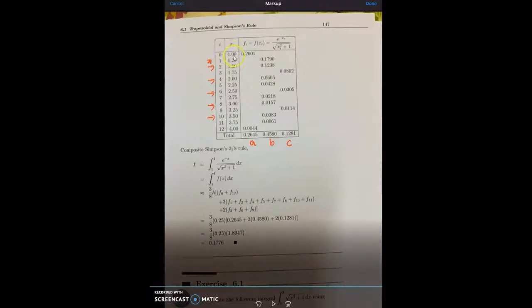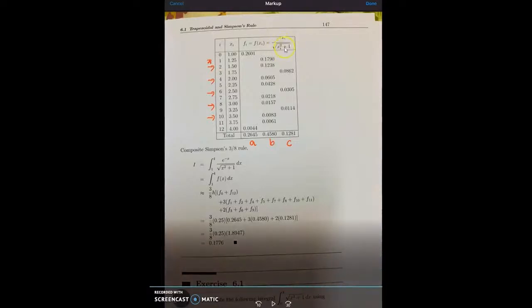When you do a composite Simpson's rule and 3/8 Simpson's rule, you need to divide into 5 columns. Now do a summation: F0 plus F12, which is the A value. Then the not-multiple-of-3 sum, which is the B value, times 3, plus 2 times the multiples of 3: F3, F6, and F9. So A is 0.2645, B is 0.4580 and C is 0.1281.